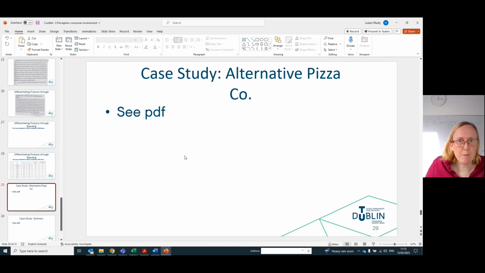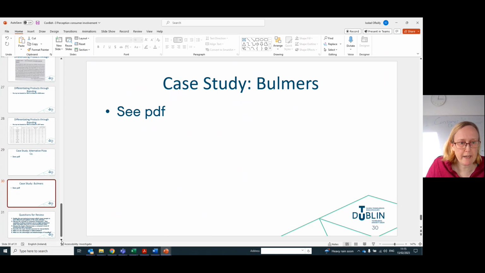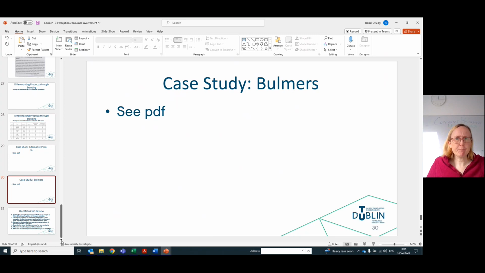So other case studies from the book, you can read those yourselves. Bulmers is always a good marketing case study. They're a big success story across the decades, starting from a reputation for being the kind of drink that people knacker drinking or homeless people drink, to something that's a premium product for upmarket occasions.